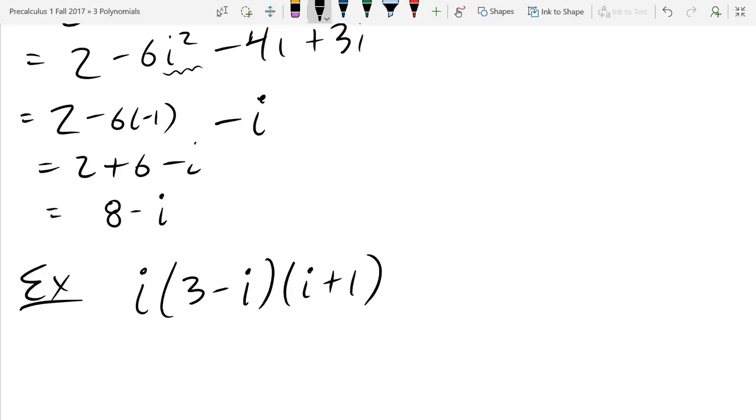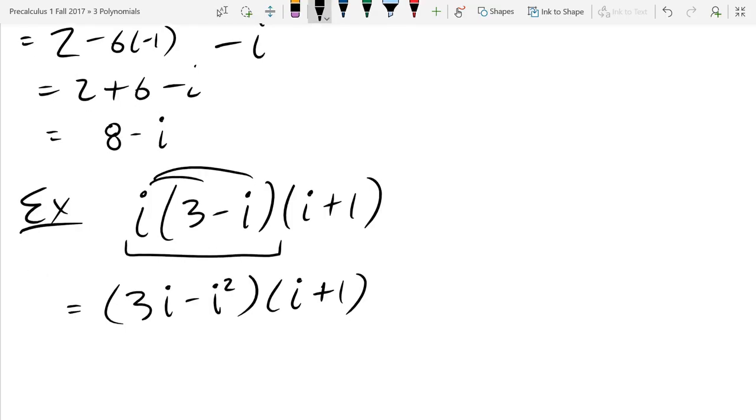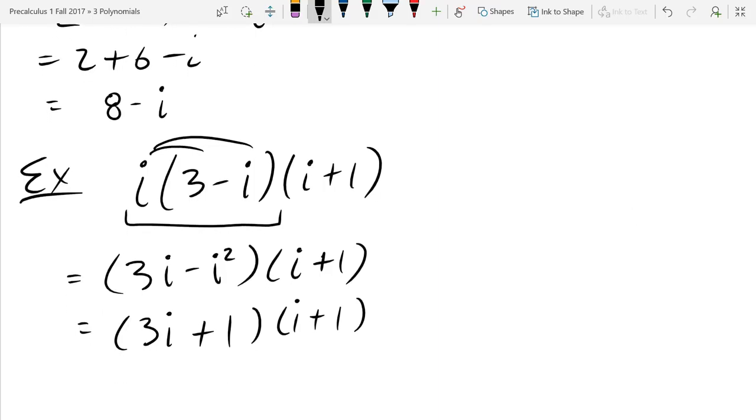All right, let's get crazy and multiply three terms together. So in this case, you want to multiply two of the terms first. It doesn't matter which two. Multiplication is associative. So let's multiply these first two terms together first. So we're going to distribute i across here. And now 3i minus i squared, that is minus i squared is 1.